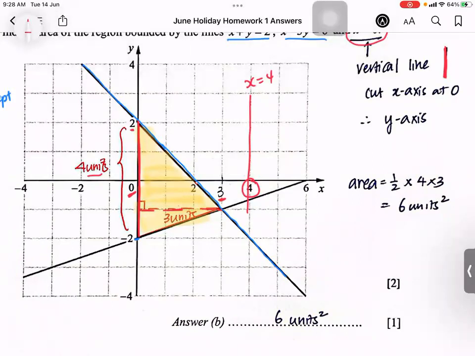Okay, is this question okay? Can I then move on to the next question already? Y'all got anything you need to ask? Okay, don't have, then I'll move on to the next one.